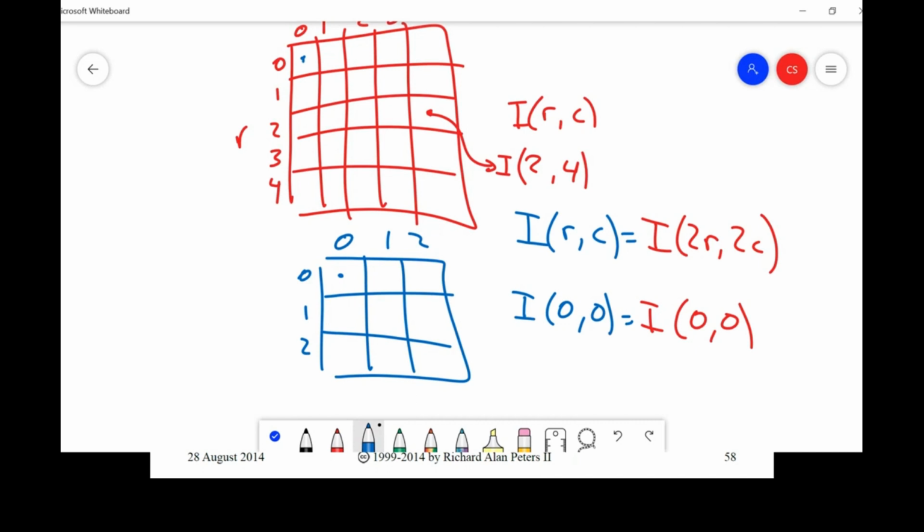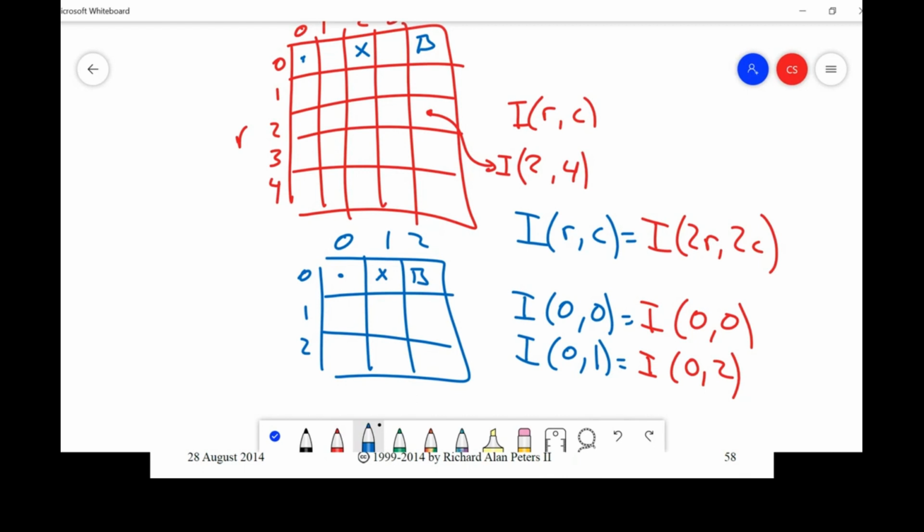Okay, what happens at 0, 1? This is coming from I of 0, 2. So that means that this pixel here is coming from there. And so on. So this one is coming from here. And yeah, the same for the rest.